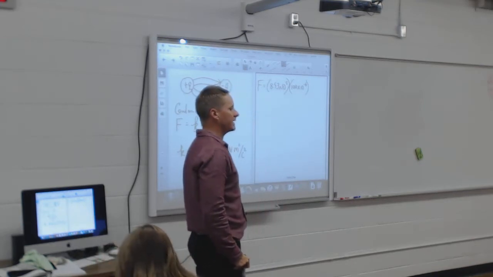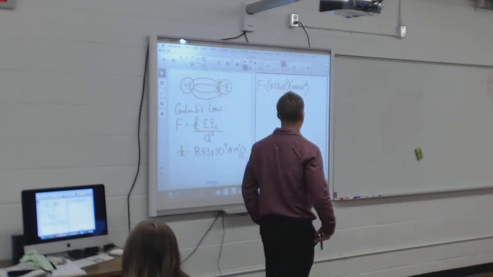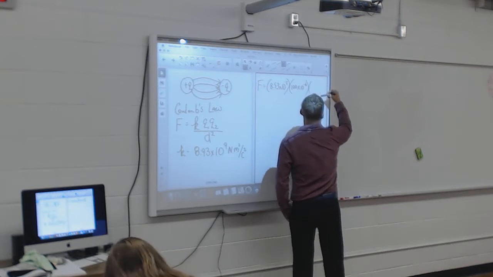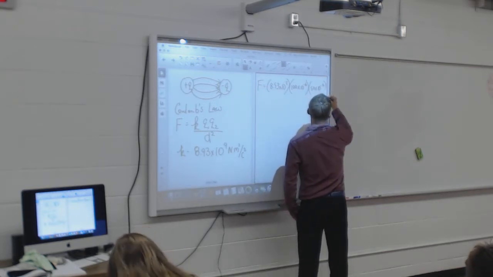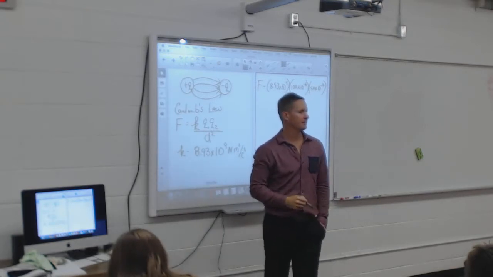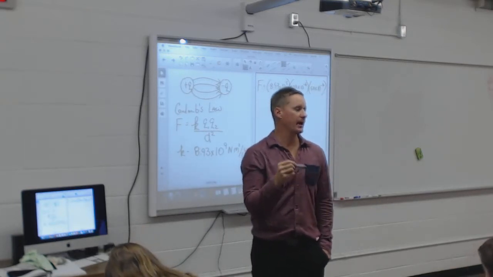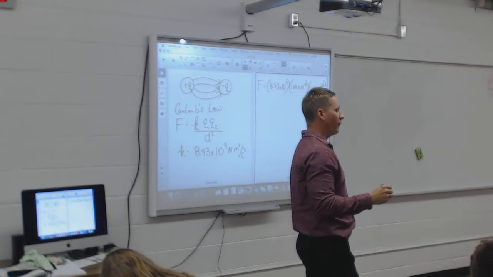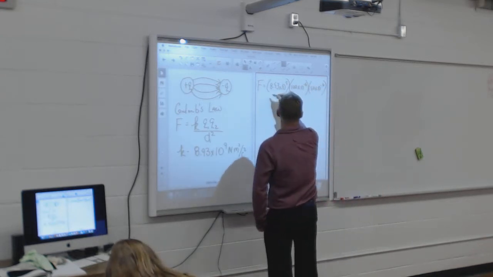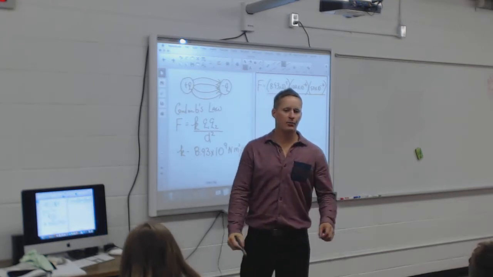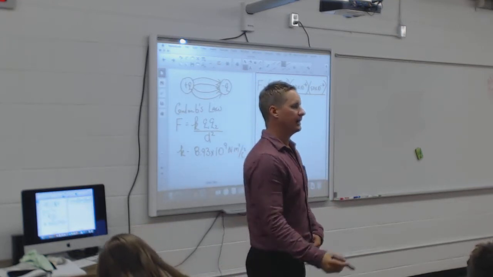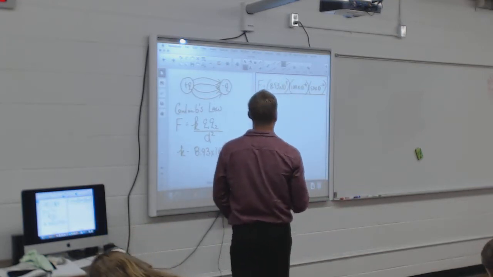What's the charge on the second one? Negative 50. Watch what happens here. I do not put the negative 50 in there. Force is a vector quantity, so I need direction. I'm going to explain in a second why I don't put that negative in, and then I'll finish this off.